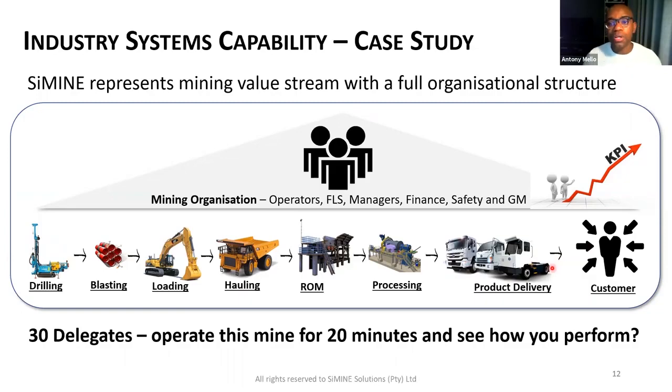Now then, what we do to create that interpersonal layer or dimension to it is that this operation not only has operators operating each one of these activities, we also have frontline managers, or frontline supervisors. We have managers. There's a finance department that deals with processing orders and manages the cost on the organization. There's a safety element that we bring in as well, where we have a safety officer and an environmental officer that actually tries to take care of all those different aspects, all the SHE aspects within SiMINE. And we have a GM with his exco and managers of all the different departments.